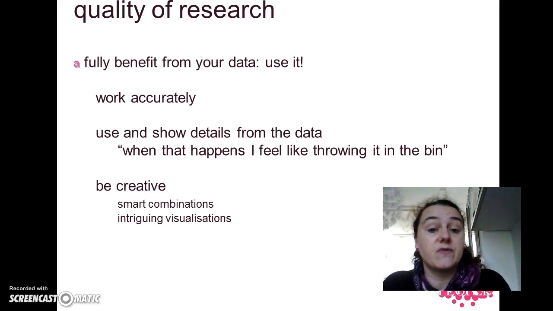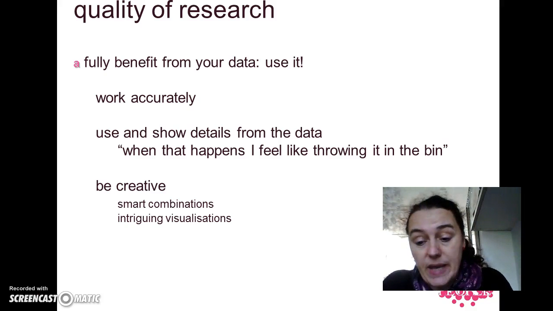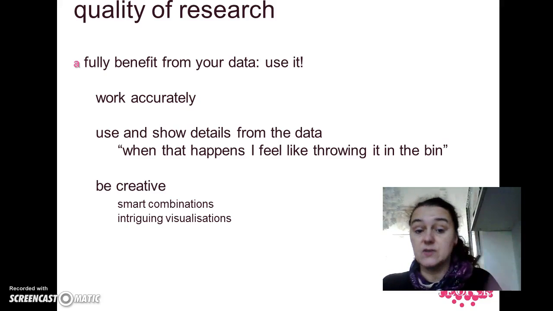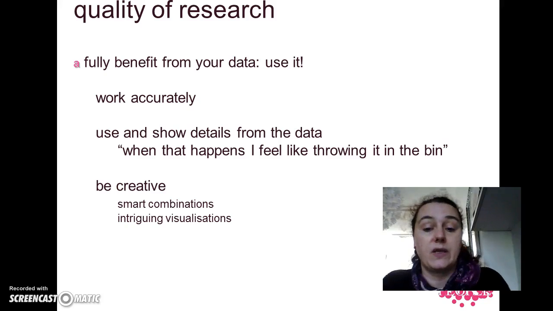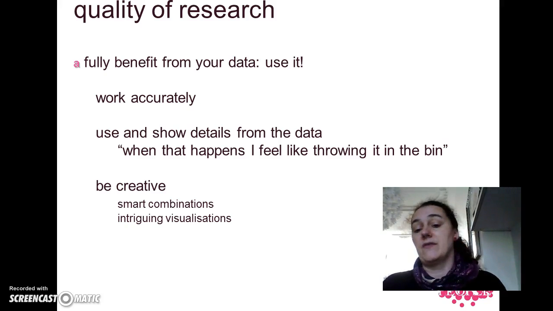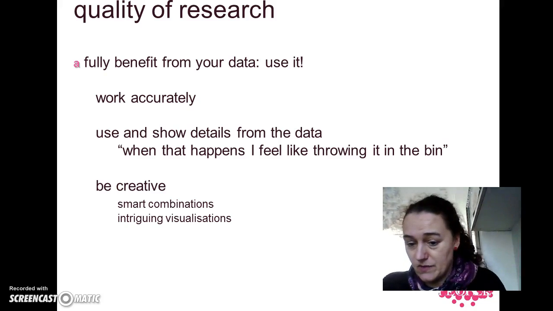In terms of really fully benefiting from your data, use all of it. Work accurately so you don't lose or miss anything. Use and show details from the data also in your conclusions, using quotes, like, oh, when that happens I feel like throwing it in the bin. That is a very clear quote that shows dissatisfaction of the user.